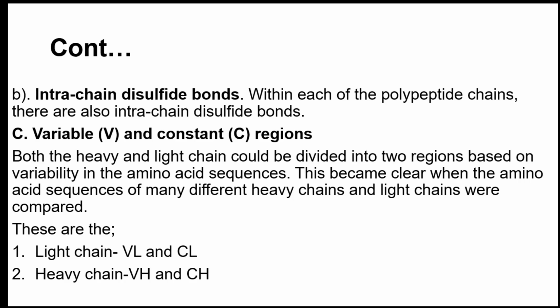Another third characteristic structure of these immunoglobulins is the variable and constant regions. The variable denoted by V and the constant regions denoted by C. Now here, we see that the heavy and light chains are divided into 2 regions based on the variability in the amino acid sequences. If we have the heavy chain, it is divided by 2, and also the light chain divided by 2, based on the variability of the amino acid sequence.